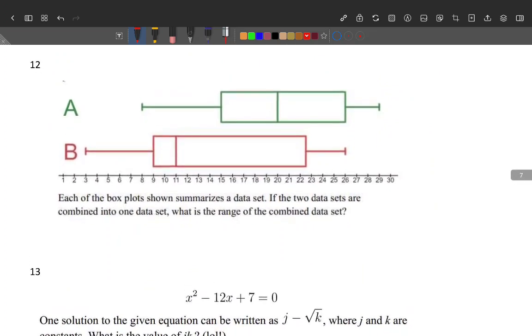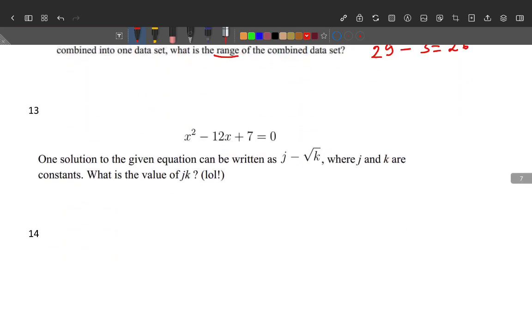And this next question, each of the box plots shown summarized data set. Okay, they are asking what is the range of the combined. If we combine, the max will be this and min will be this value, because it's combined. It means 29 minus negative 3 is 26. Answer is 26.